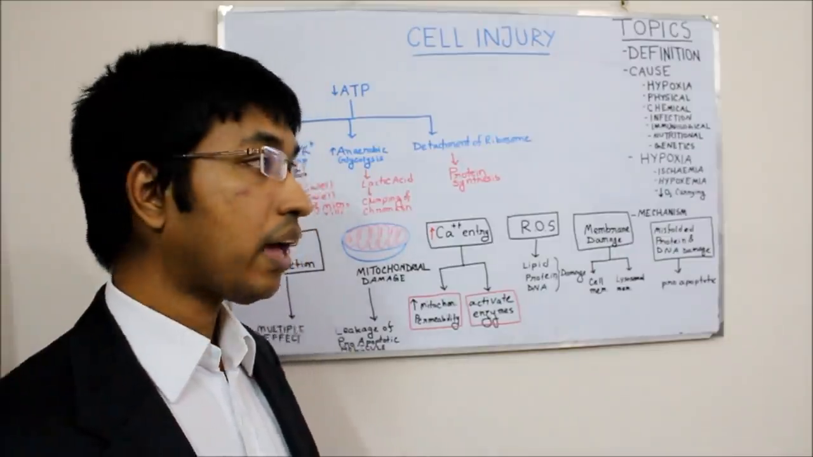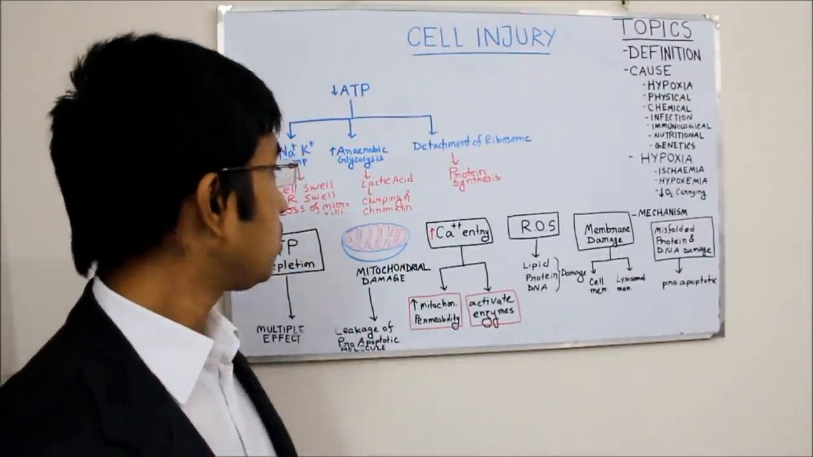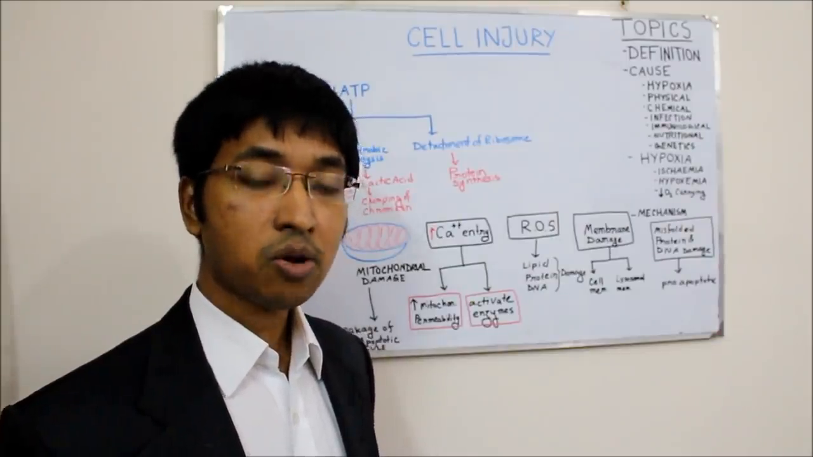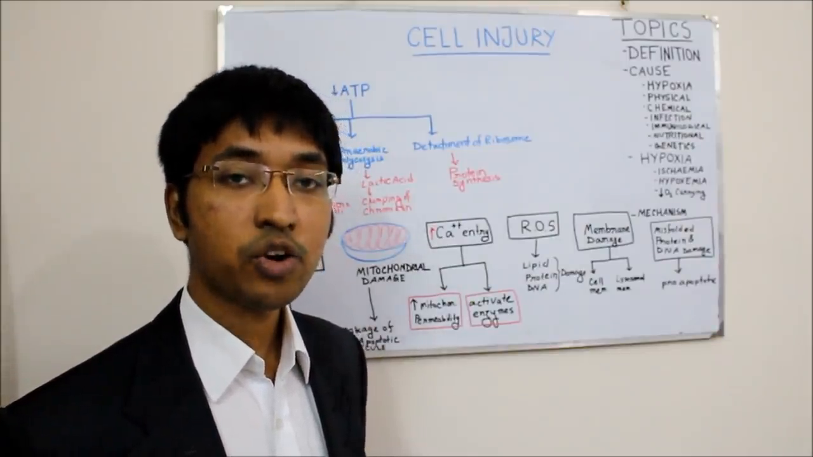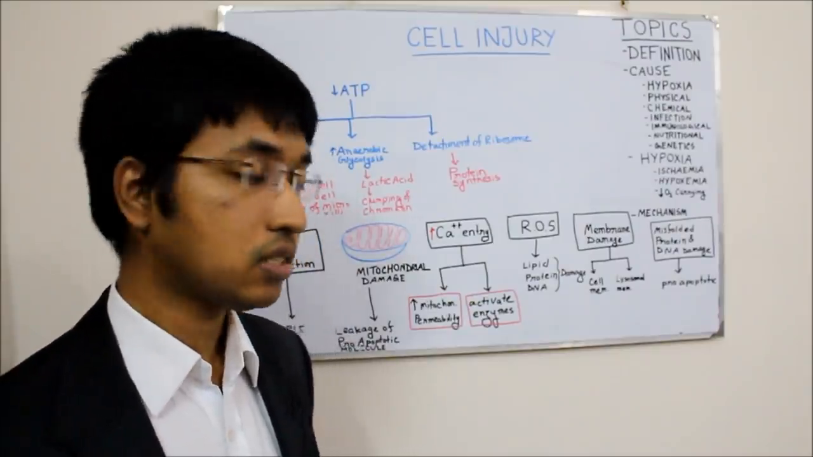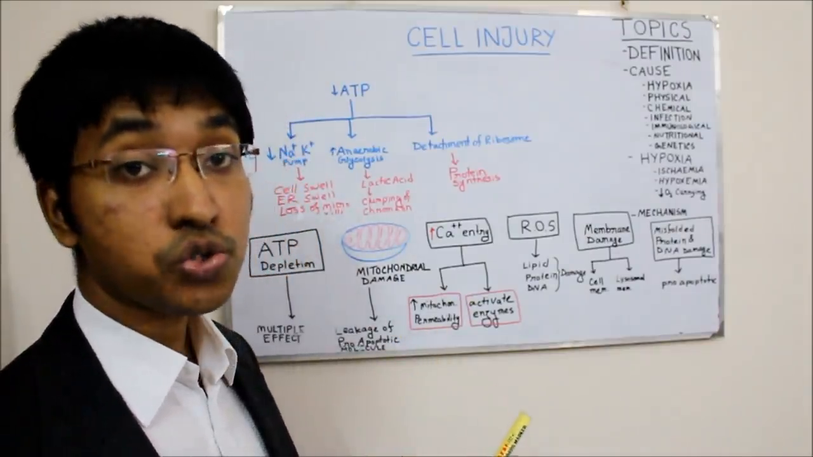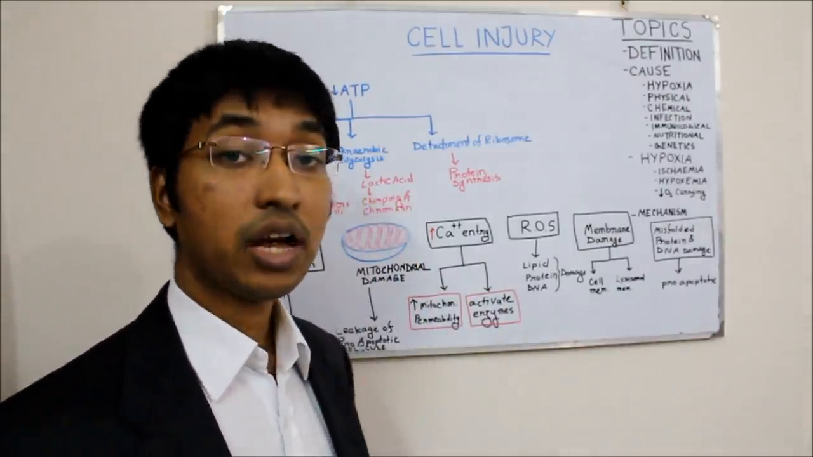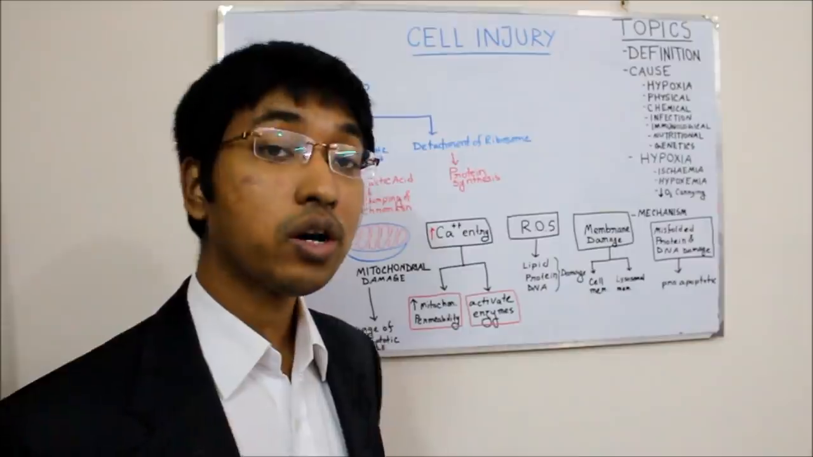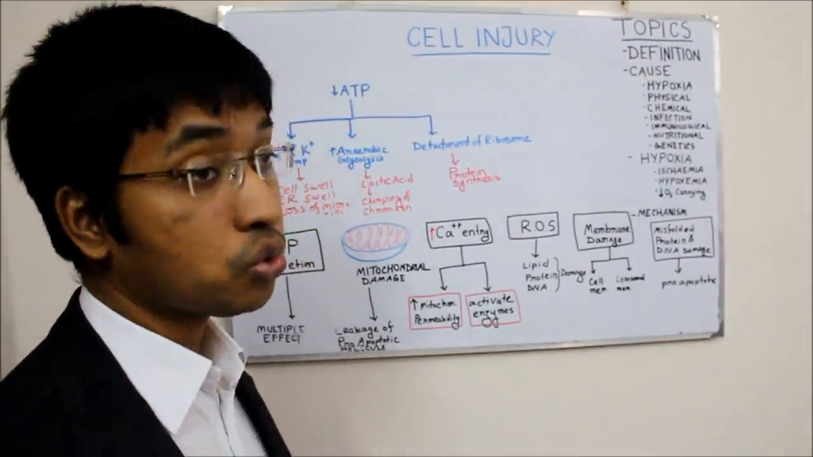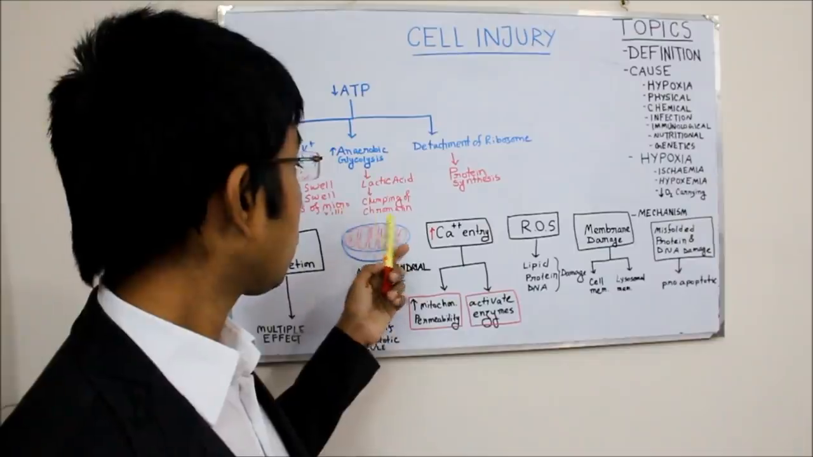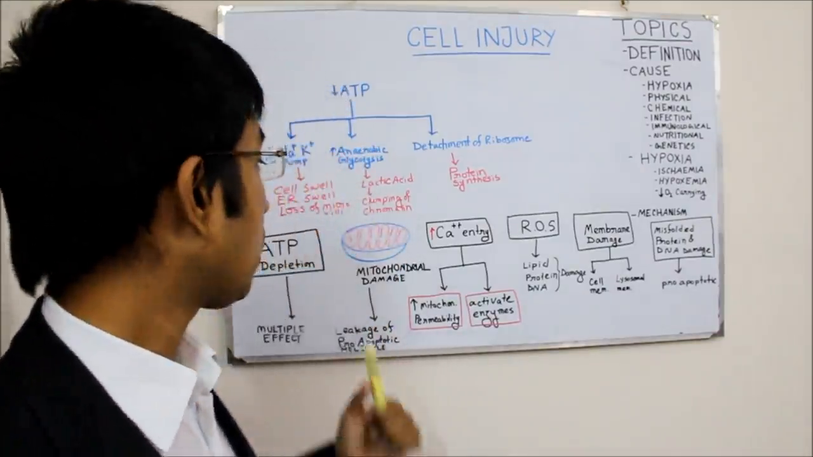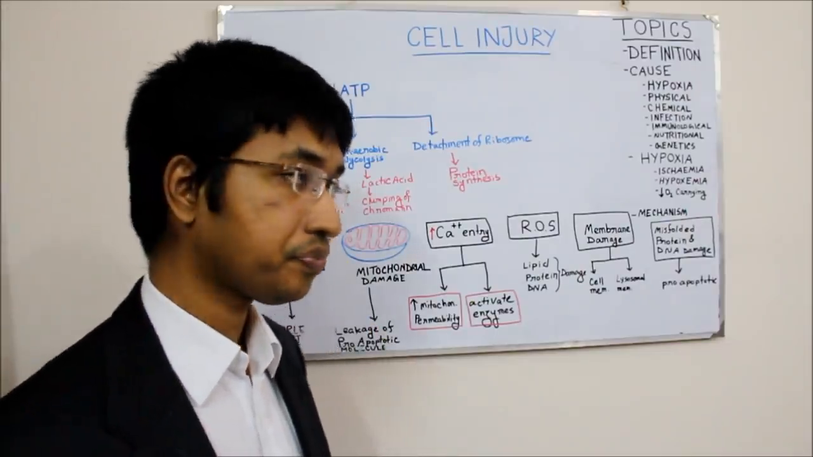Okay, so what will happen? We will produce ATP, but not sufficient ATP. The amount of ATP produced by anaerobic glycolysis is less, but there will also be some lactic acid produced in anaerobic glycolysis, and that will lower the pH, and that will also cause chromatin clumping. Okay, so the acidic environment will cause clumping of the chromatin.